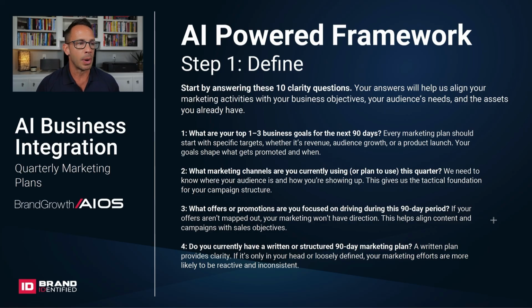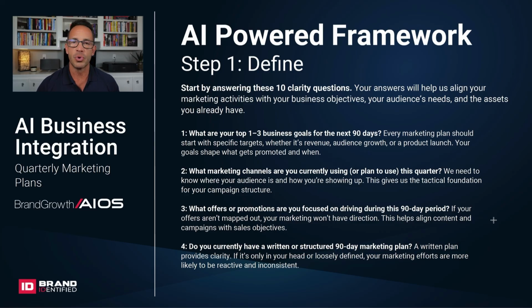Question number 2 is, what marketing channels are you currently using or plan to use this upcoming quarter? We need to know where your audience is and how you're showing up. This gives us the tactical foundation for your campaign structure. Question number 3, what offers or promotions are you focused on driving during this 90-day period? If your offers aren't mapped out, your marketing won't have any direction. This helps us align the content and campaigns with your sales objectives.